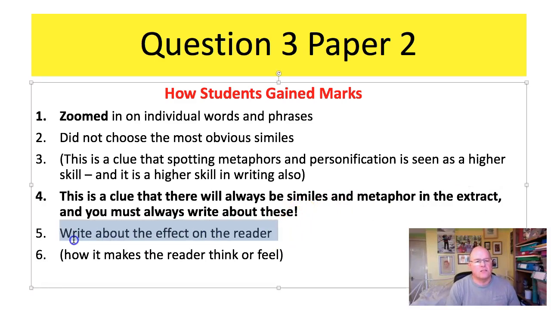Always refer that to the effect on the reader, because that gives us the writer's viewpoint. And when you're talking about the effect on the reader, that really means 2 things. It means, how does the writer make you think or feel? That's all it means. So you don't have to use the word effect if you don't want to. You can just say, this makes the reader think blah blah blah, or this makes us feel blah blah blah, and that is the effect.